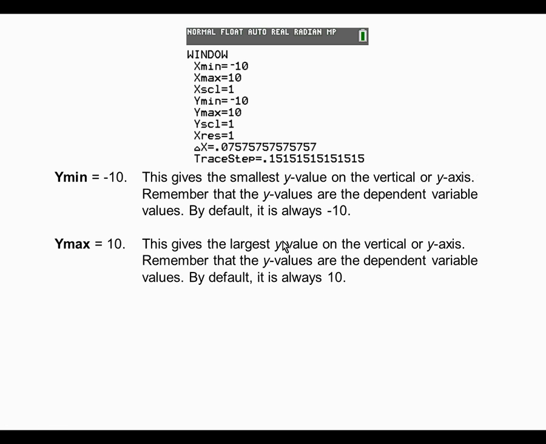Okay, the y-max, that gives the largest y value on the y-axis. Remember, the y-axis is the vertical axis. Now again, sometimes like if you're doing money and it's into the thousands of dollars, you might want to change your y-max to be something rather large.